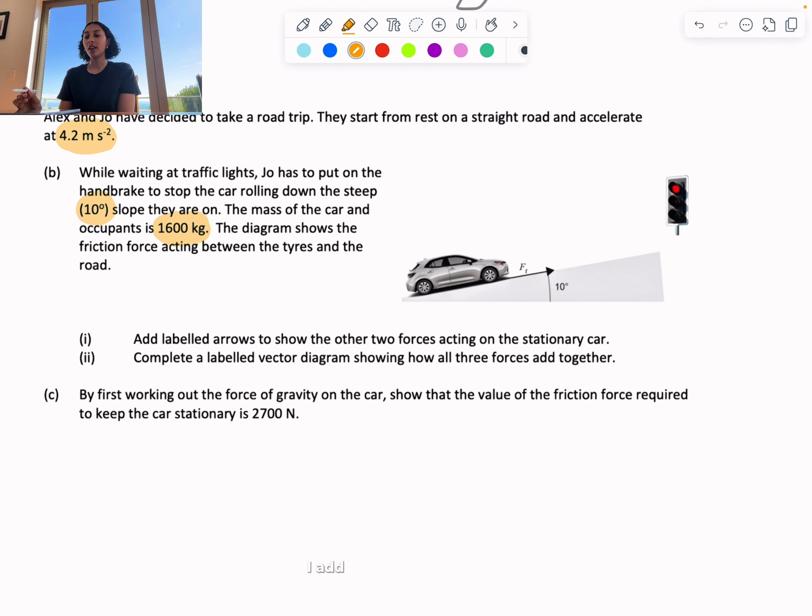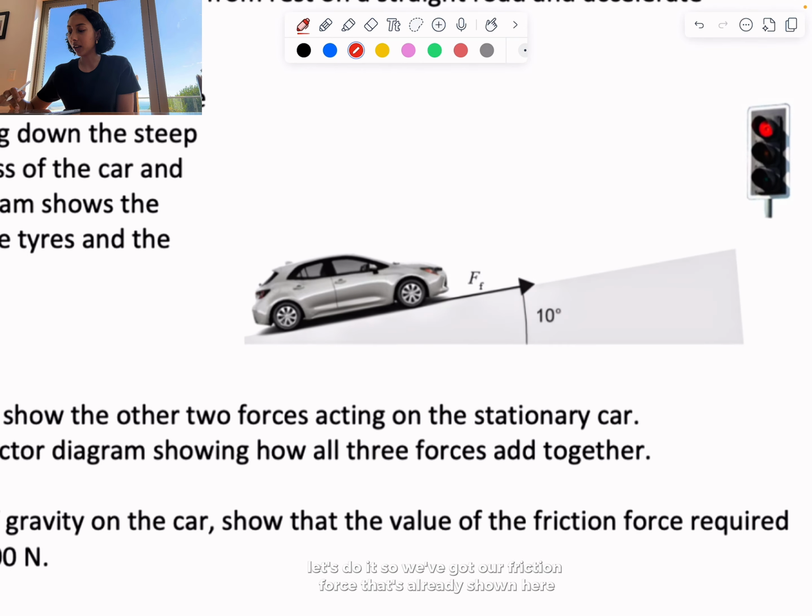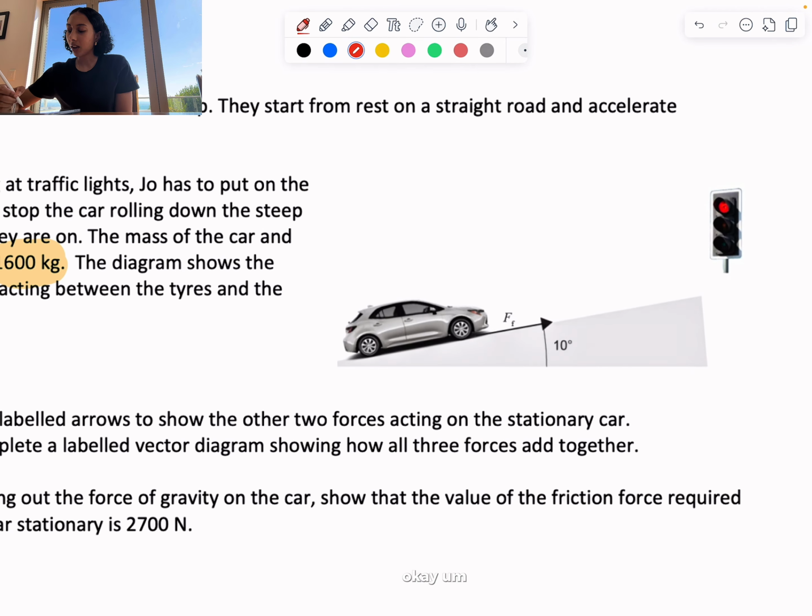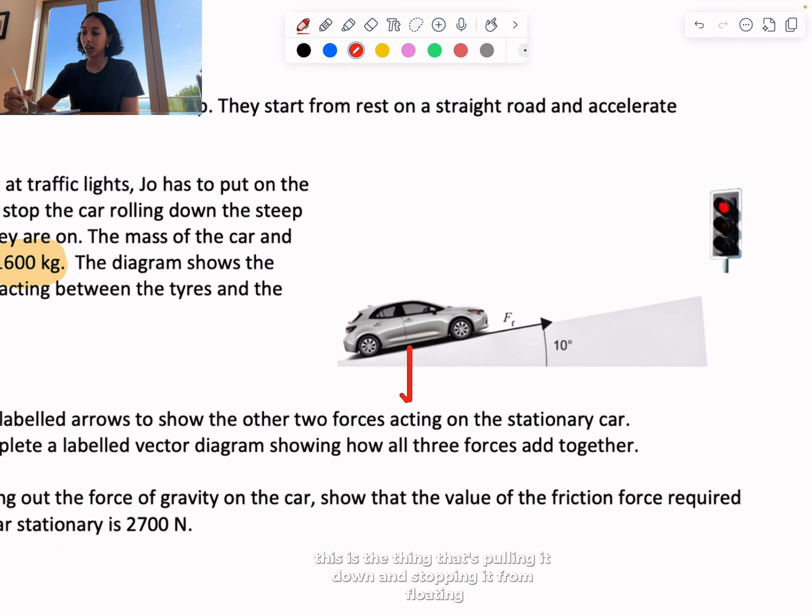Add labelled arrows to show the other two forces acting on the stationary car. Okay, that's simple enough, let's do it. So we've got our friction force that's already shown here. And the other force which is acting on the car, pretty obvious, is gravity. This is the thing that's pulling it down and stopping it from floating anywhere else.